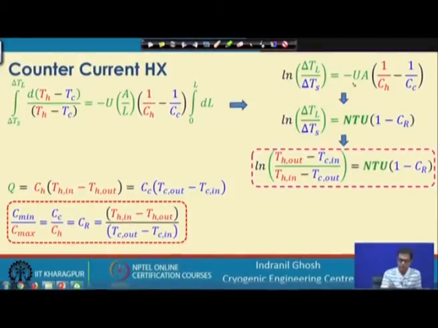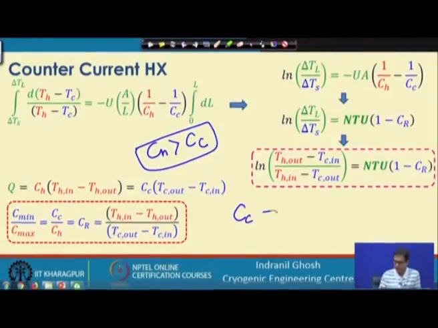Now, here we have made a small change. In that earlier case we assumed C_H is the minimum capacity fluid, sorry, this we have taken as C_R. That was the case C_H greater than C_C. And now, what is the minimum capacity fluid? C_C is the minimum capacity fluid. If C_C is the minimum capacity fluid, we have taken that one out, and with the change in sign, it becomes NTU. Let us look how.